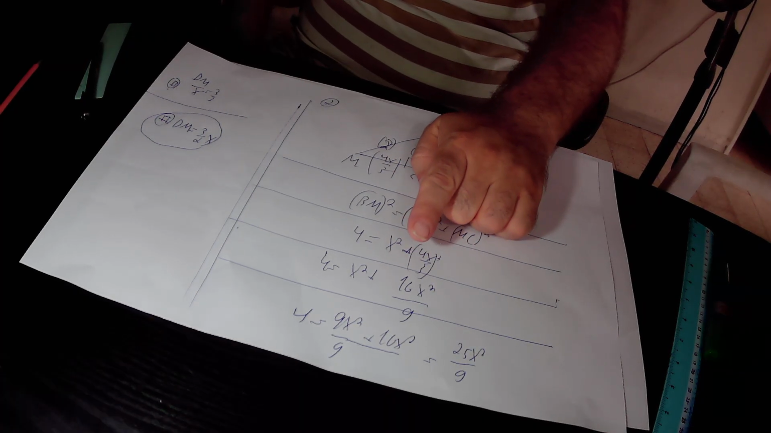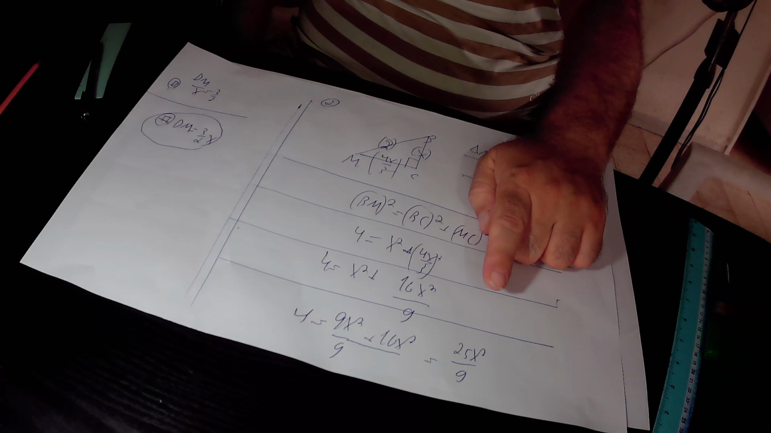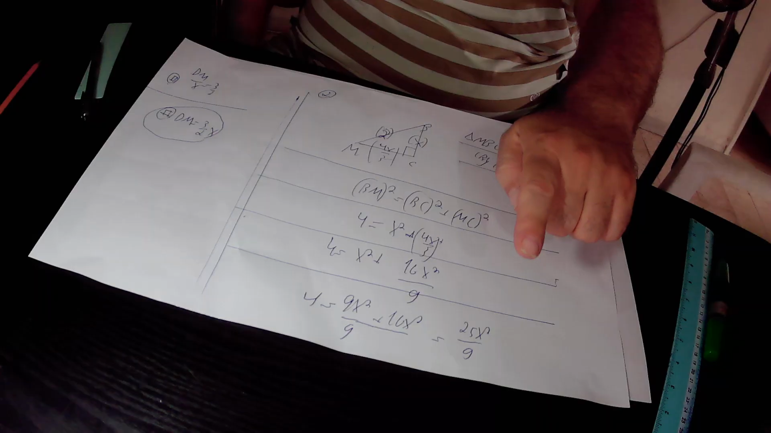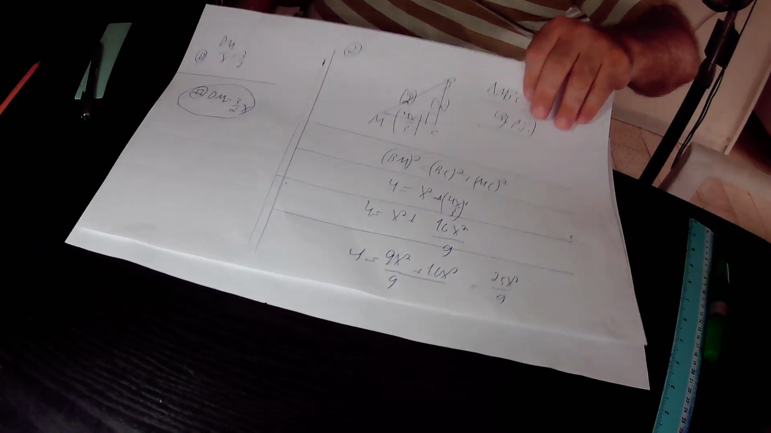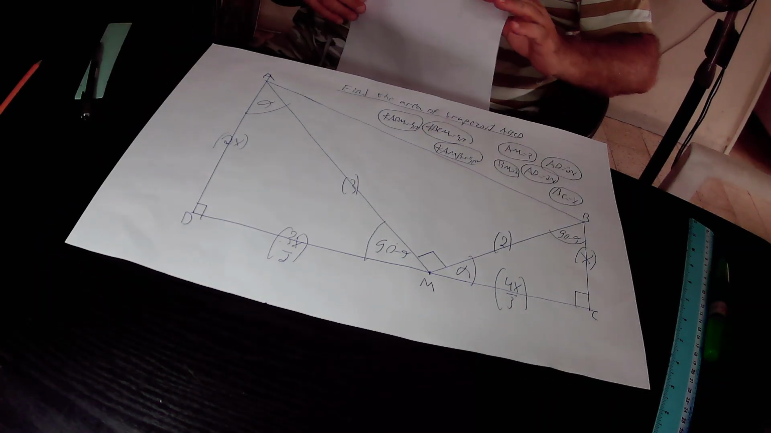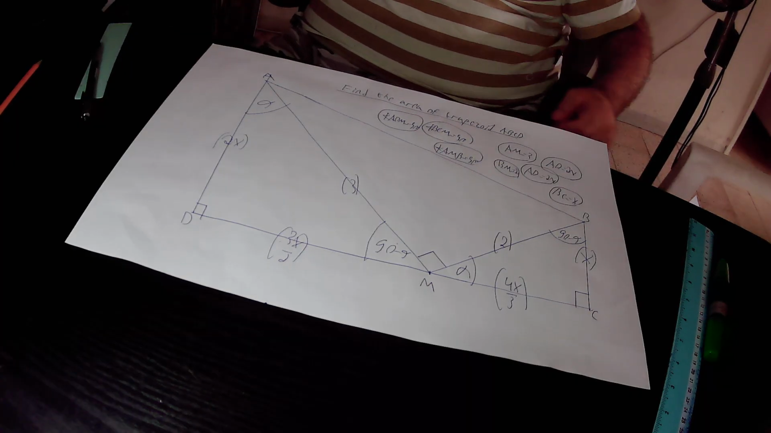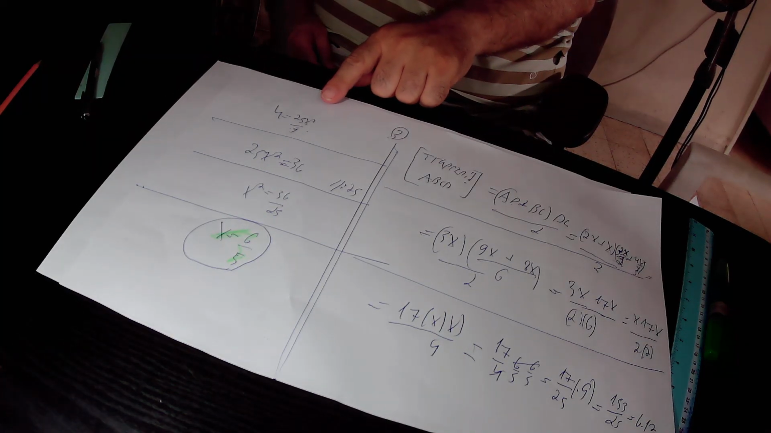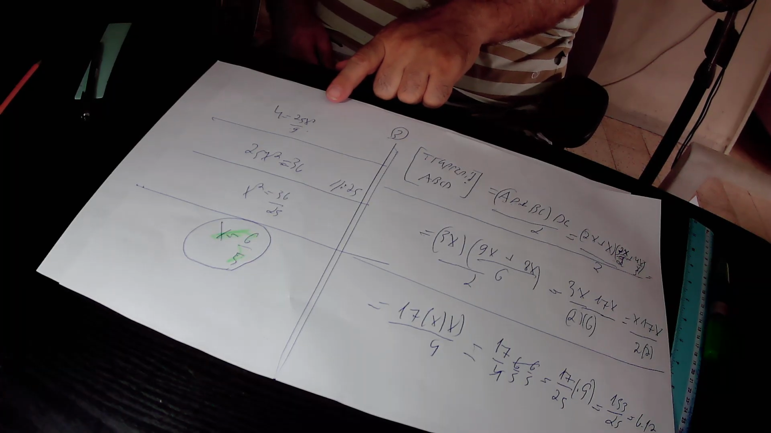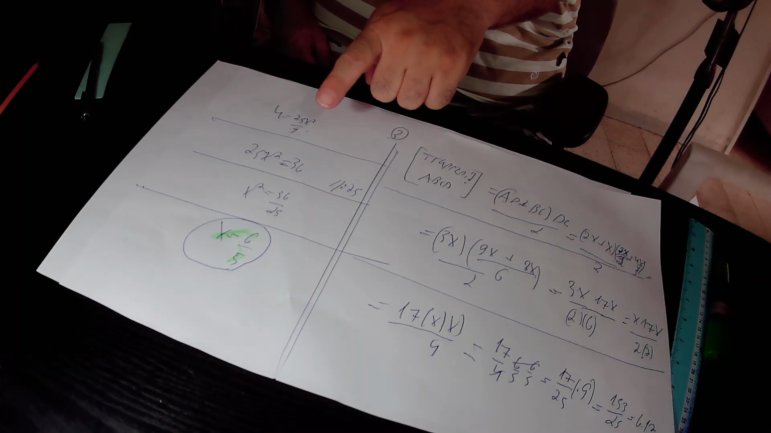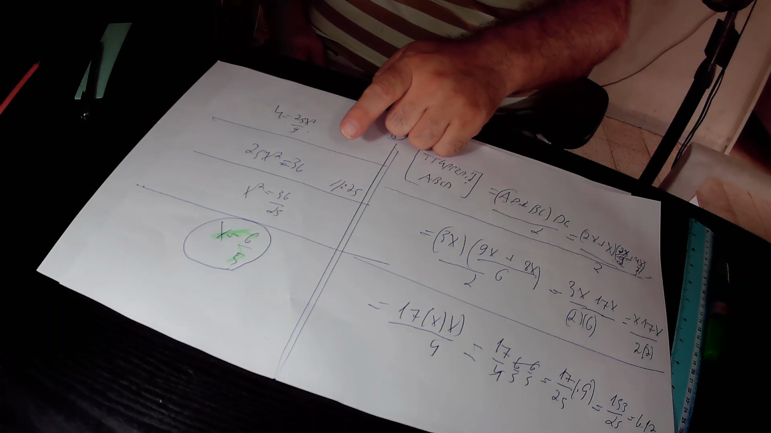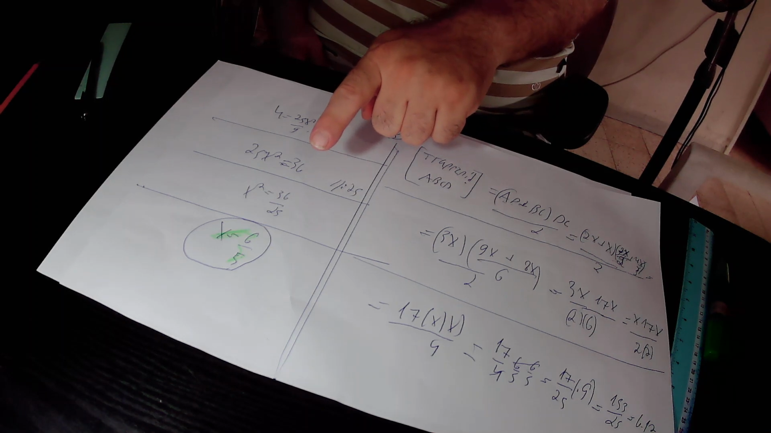9x squared plus 16x squared is 25x squared. So in total, 4 equals 25x squared over 9. If we multiply this equation by 9, we find that 25x squared equals 4 times 9, which is 36. Here we divide this equation by 25, and find that x squared equals 36 over 25.